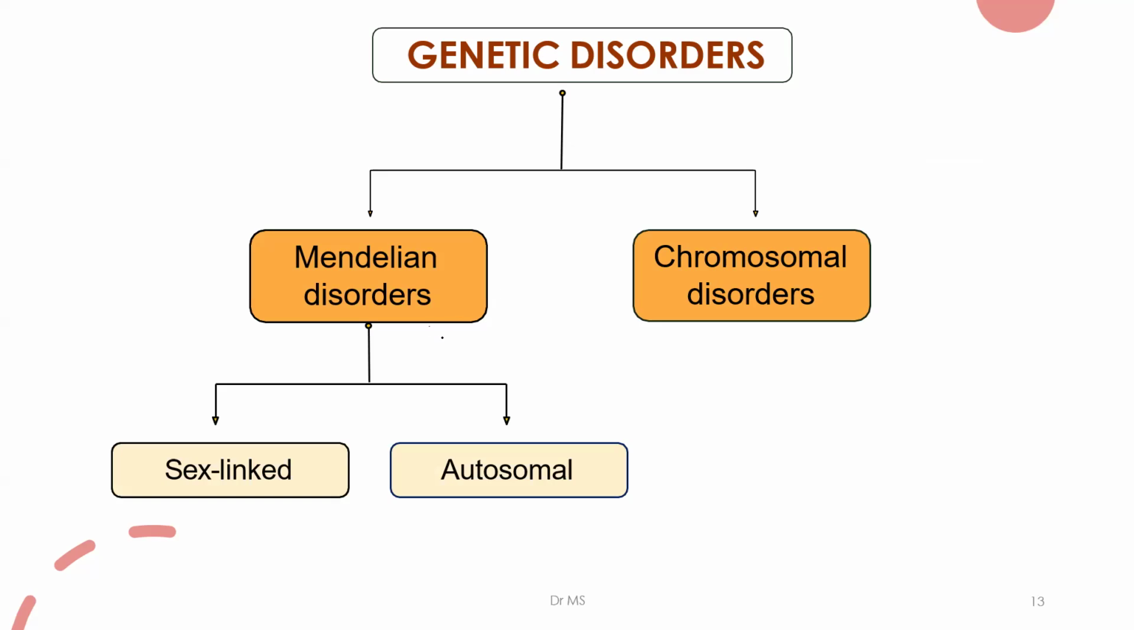So genetic disorders could be classified into two types. One is Mendelian disorders, the other one is chromosomal disorders. Mendelian disorders could involve the sex chromosomes or autosomes. Other than the sex chromosomes, whatever chromosomes are left over are called autosomes. So the mutations could happen at the autosomal level, or in the sex chromosomes, like in the gametes.